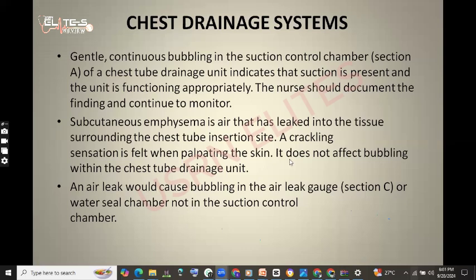Any other question? All right. If there are no further questions, let's talk about chest drainage systems. In this case, we are talking about chest tubes, right? That's what we have here. Then maybe I can add up later.